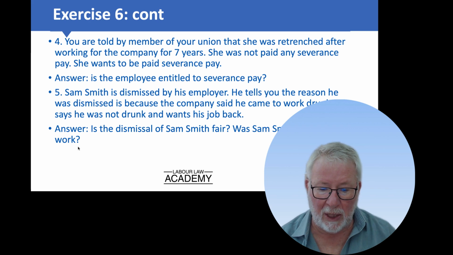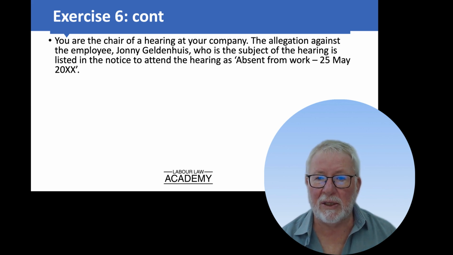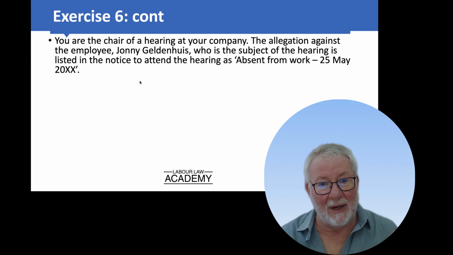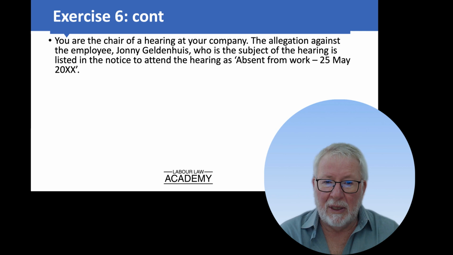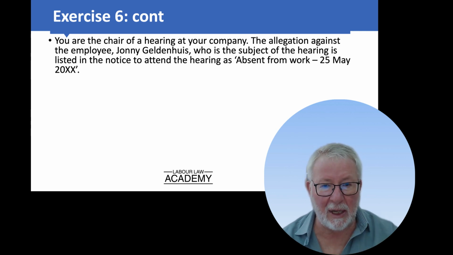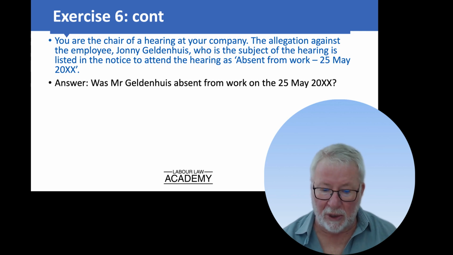And my little explanation just now about what happens with the CCMA is pertinent there. Number 6, you're chair of the hearing. The allegation against employee Johnny Geldenhuys, who's the subject of the hearing, is listed in the notice to attend as absent from work. So you're moving now into chairing a hearing. You're told what the allegation against this employee is, that he was charged with being absent from work on the 25th of May 2000. What's the issue in dispute? If you frame this incorrectly as chair, you're going to go down the wrong road. Was Mr. Geldenhuys absent from work on the 25th of May 2000?